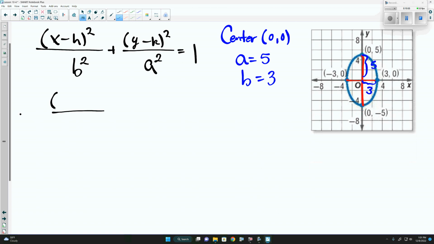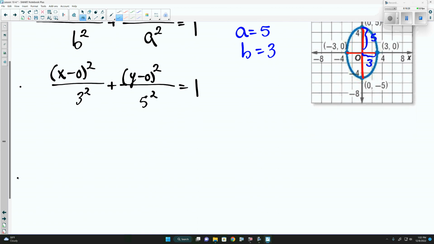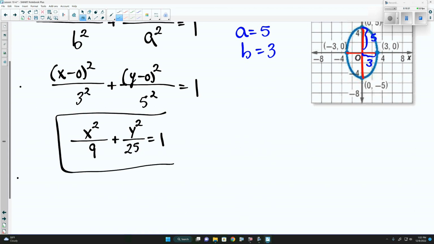Now we can just fill our information in. So we'd have (x minus 0) squared over 3 squared plus (y minus 0) squared over 5 squared is equal to 1. X squared over 9 plus y squared over 25 is equal to 1. Once we find the values of a and b and the center, we have the equation.